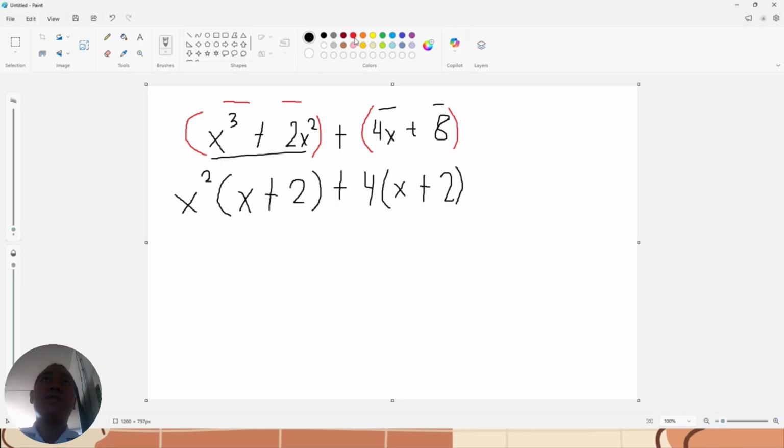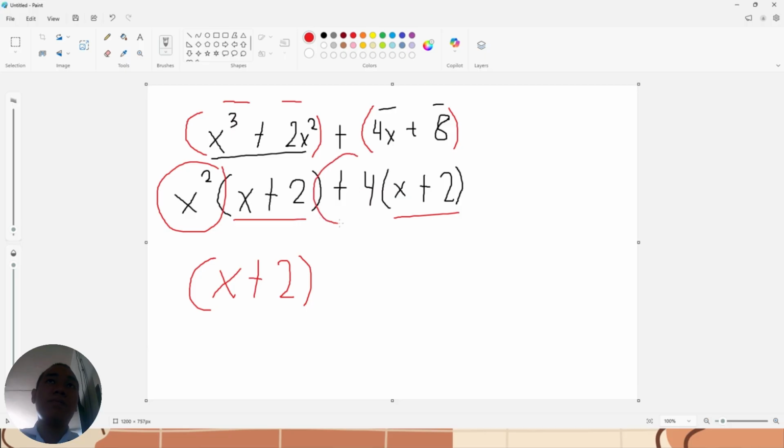Notice that we have the two same pairs. That pair becomes one factor, which is x plus 2. Then notice these two over here. That becomes another pair, which is x squared plus 4.